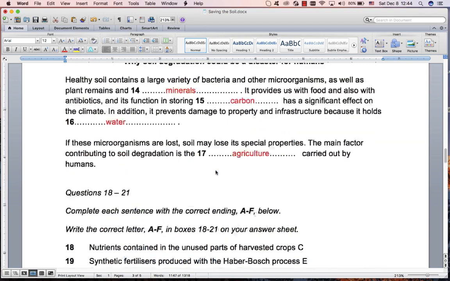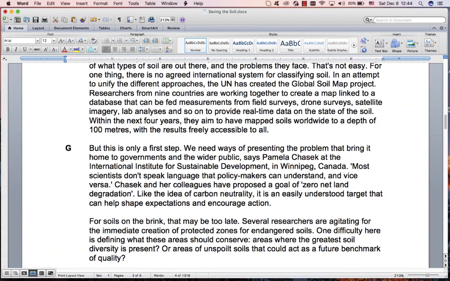Zero net soil degradation was done down here. So they proposed a goal of zero net land degradation. It's easily understood that can help shape expectations and encourage action. This one was a more difficult paragraph. You needed to read the whole paragraph and look for keywords. Here they are talking about governments. Policy makers is politicians, so it's also governments.